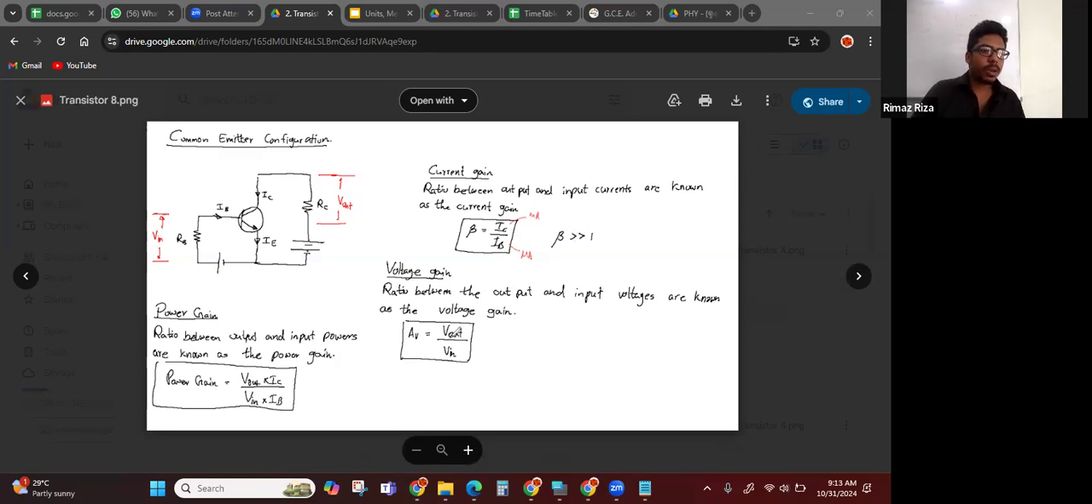And then voltage gain is V output over V input, so AV equals V out over V in. V output is RC times IC, and V input is RB times IB. IC over IB is beta, the current gain. So AV equals beta times RC over RB. So this is the voltage gain.